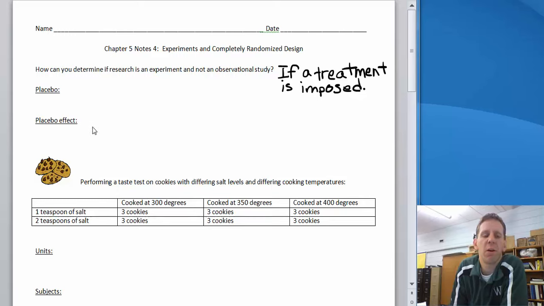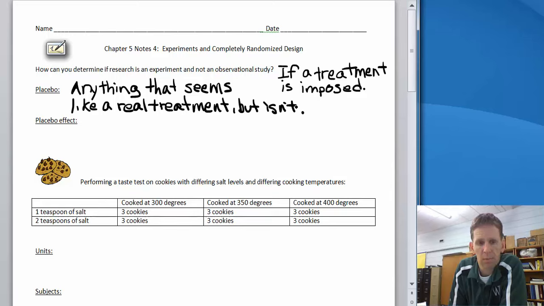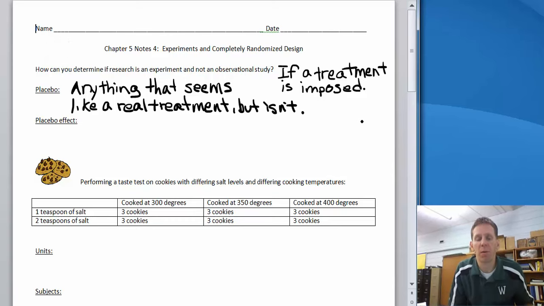Alright, so good stuff on that video. So to recap, what exactly is a placebo? Well, a placebo is anything that seems like a real treatment, but isn't. And you might be wondering, well, why would anybody even volunteer to take a placebo in the first place? Well, typically, if you're thinking about a medical study, usually placebos are used with some sort of experimental treatment.